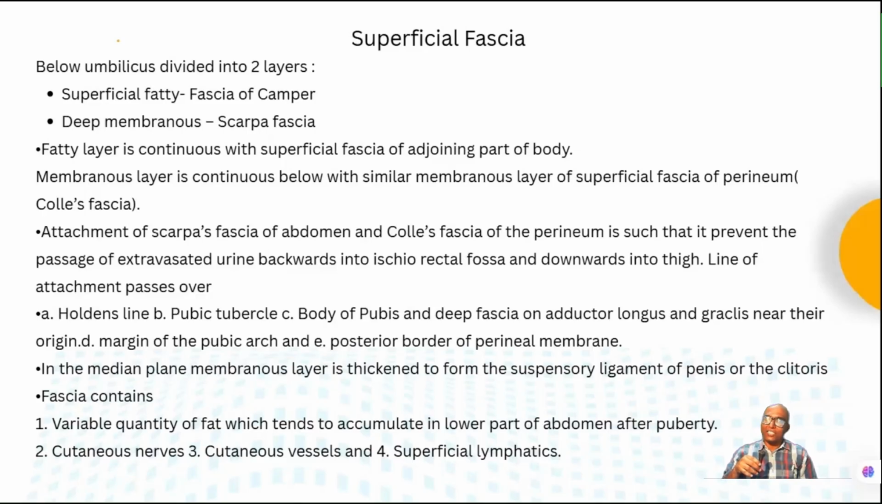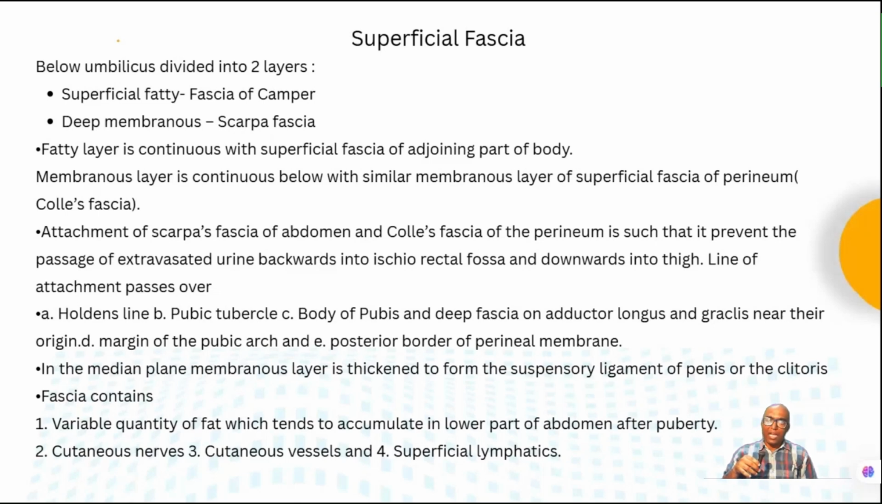The attachment of Scarpa's fascia of the abdomen and Colles' fascia of the perineum is such that it prevents the passage of extravasated urine backwards into the ischiorectal fossa and downwards into the thigh. This line of attachment passes over Holden's line, the pubic tubercle, the body of the pubis, and the deep fascia on the adductor longus and gracilis near their origin, then the margin of the pubic arch and the posterior border of the perineal membrane. In the median plane, the membranous layer is thickened to form the suspensory ligament of the penis or the clitoris.